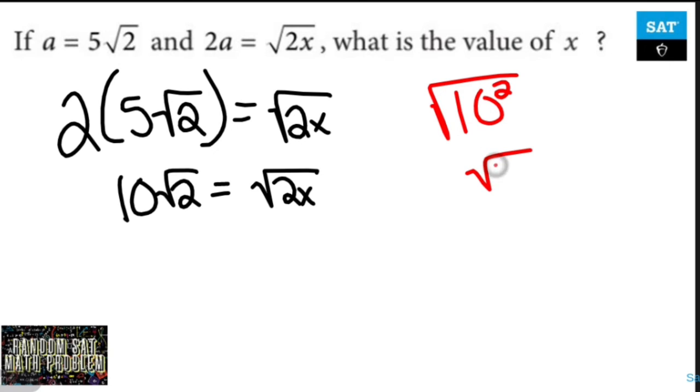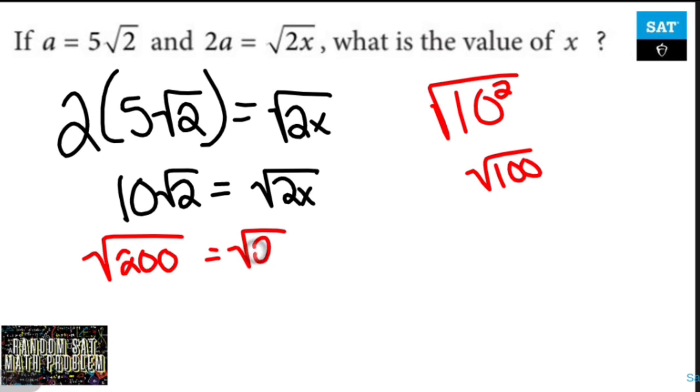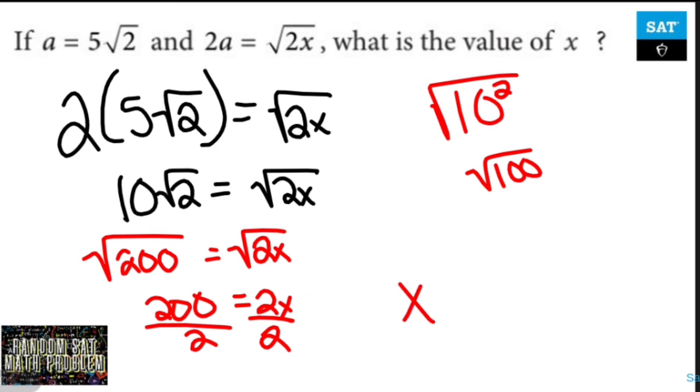So that becomes a square root of 100. So what I'm going to do is turn that 10 into the square root of 100, multiply it by 2, which gives me 200. So the square root of 200 is the same thing as a square root of 2x, which means 200 is the same thing as 2x, divide by 2, divide by 2, and x is 100.